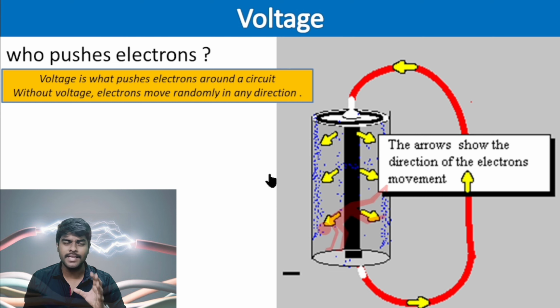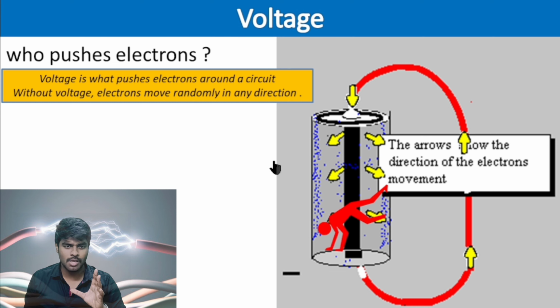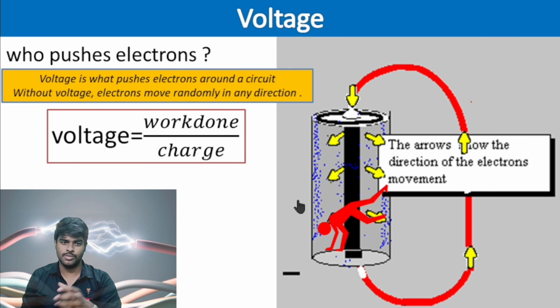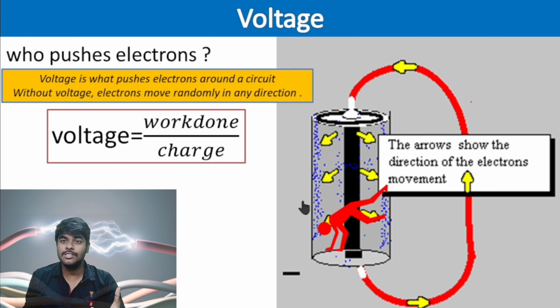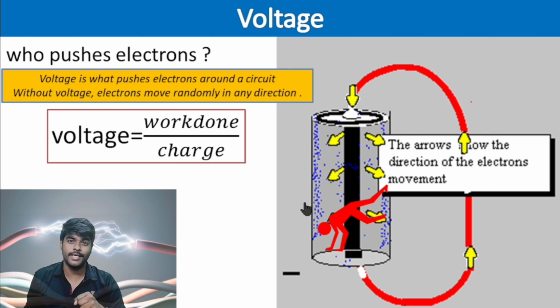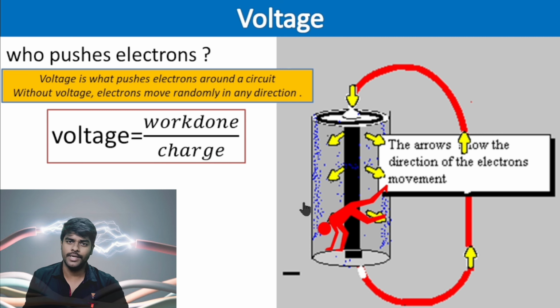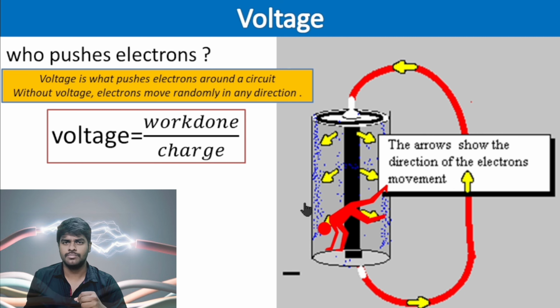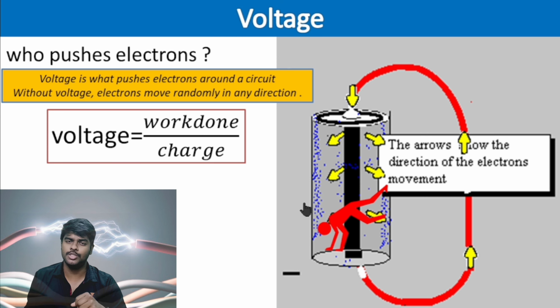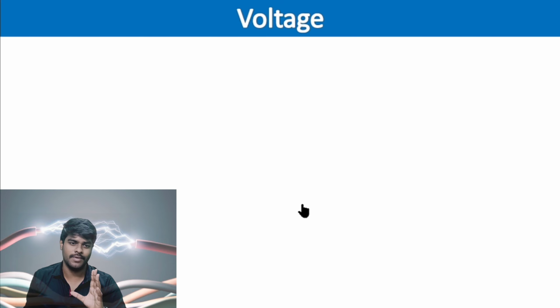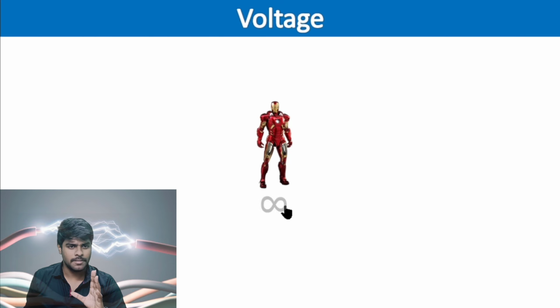But what is the meaning of voltage? In simple words, voltage means work done to move the charge. Work done to move the charge is called voltage. But what is the meaning of electric potential and electric potential difference? Many students get confused, so now I will explain the meaning of electric potential and electric potential difference with a fun activity.